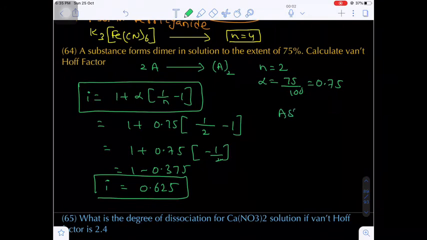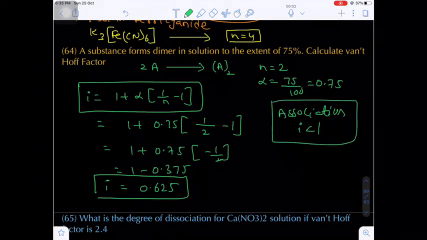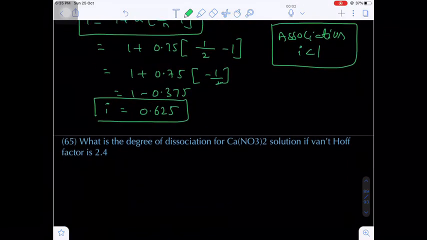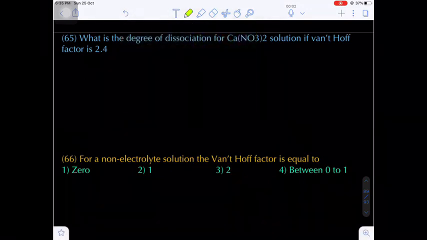Remember, during the association, the iota value is always less than 1. During the association, iota value should always be less than 1. Okay. Now, question number 65.